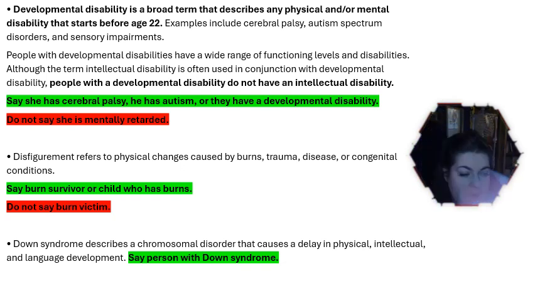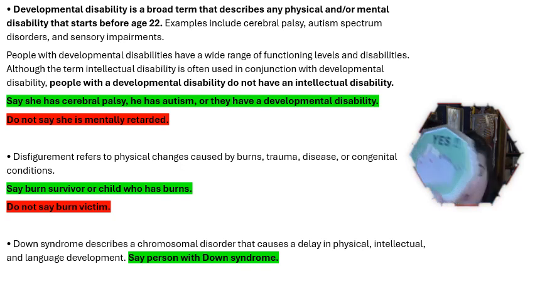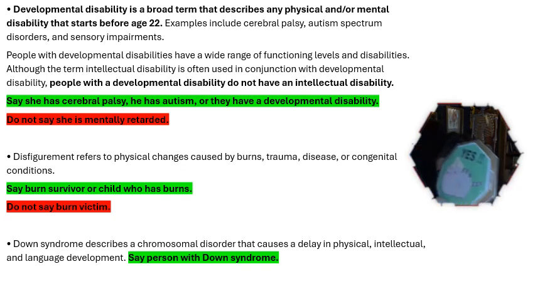We are survivors. Down syndrome describes a chromosomal disorder that causes a delay in physical, intellectual, and language development. As a side note, this is stereotyping and wrong, but I have never met someone with Down syndrome that also wasn't absolutely delightful. But you will always say person with Down syndrome.